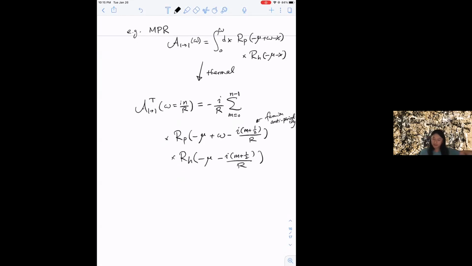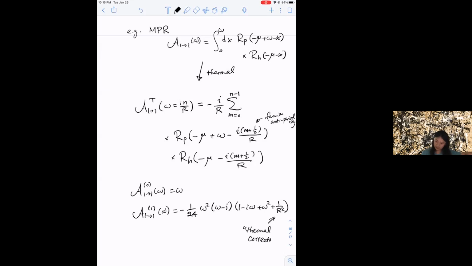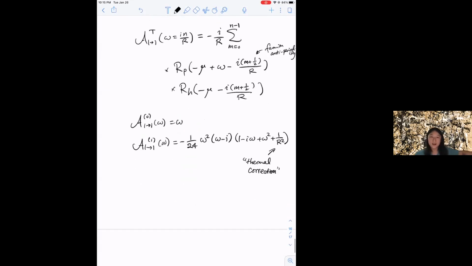And you can actually do the sum, and you'll find that at tree level, the result is not modified, and that's always the case at finite temperature. But at one loop, there's a correction that looks like some polynomial of omega again, and the correction is here, 1 over r squared. So it's some simple correction, but nonetheless, it's non-trivial. This is some kind of thermal correction to the one-loop one-to-one amplitude. Okay, so there's some content to the dynamics of finite temperature.